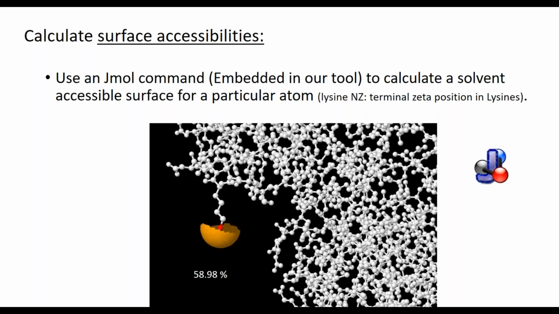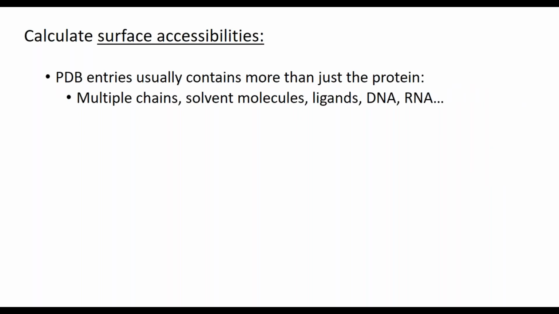A value that is a percentage, and as you can see here, this is a visualization of the 3D structures. So we have a value here of around 59%, meaning that that is the percentage of the sphere that this particular atom has accessible to the exterior of the molecule.